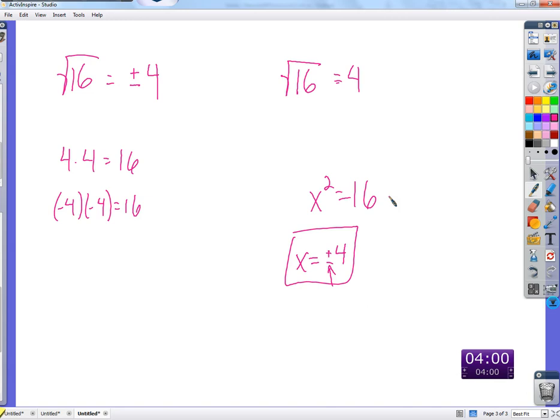So for now, if there's a positive in front of the square root, just say the positive. If there's a negative in front, say the negative. If it's positive and negative, say positive and negative. Okay? Just recognize that 4 and negative 4 both can be squared to get 16. That's the main thing that we want to know. So if I mention that later, you're not going to be surprised.